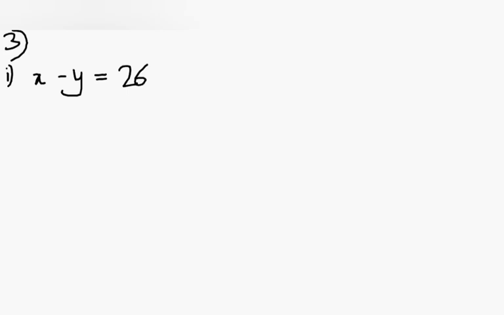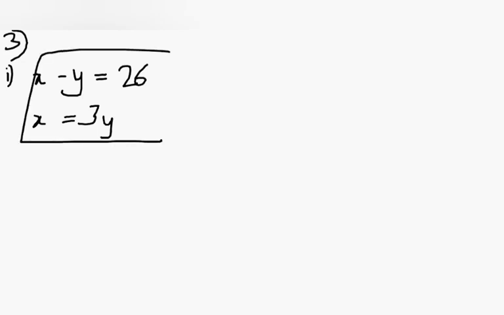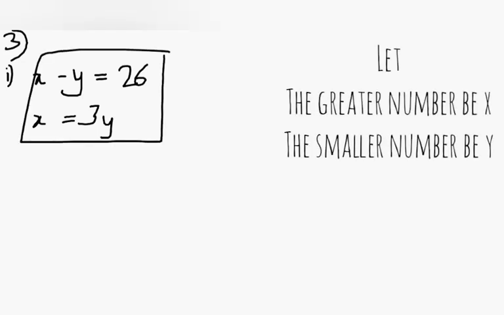The second part is, one number is 3 times the other. So let us assume that x is the greater number, so x is equal to 3 times the other number, which is y. Before writing this part, you have to mention: let one number be x and the other number be y.